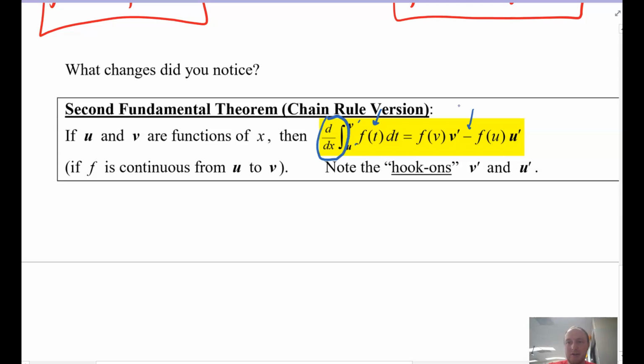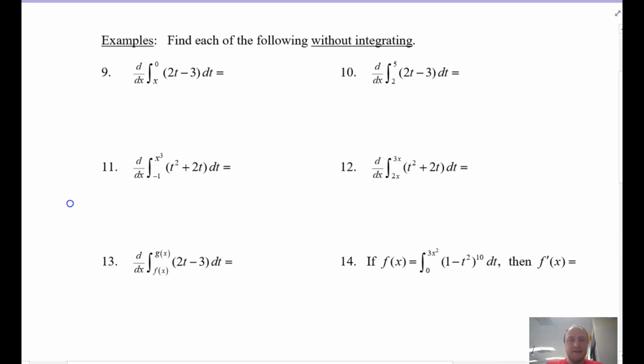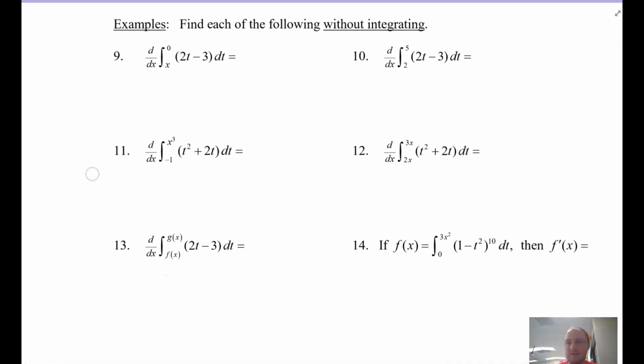Okay, so let's go ahead and look at some examples here. And number 9, this one's a little bit different. The first thing that I'm going to go ahead and do is rearrange these bounds, because notice from the second fundamental theorem of calculus that your first bound, your lower bound, is a constant. So I want to rearrange this. So d dx of the integral from 0 to x of 2t minus 3 dt.